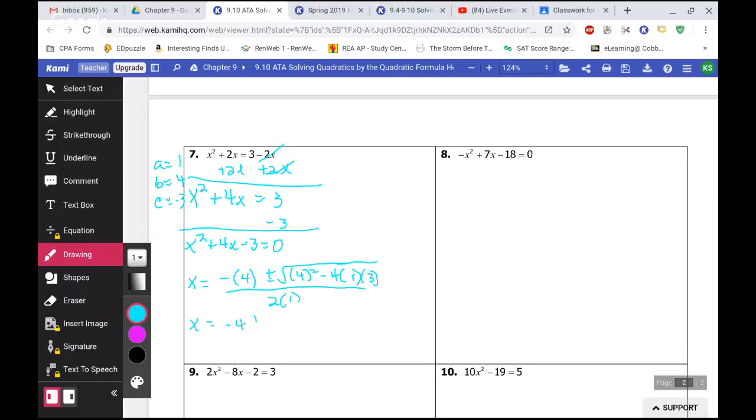So x equals -4 plus or minus 16 minus 4 times 1 is -4. -4 times 3 is -12. Oh, it's a -3. So it's a positive 12. I was like, that's the square root of 4. All right, so now I've got x equals -4 plus or minus the square root of 28 all over 2.